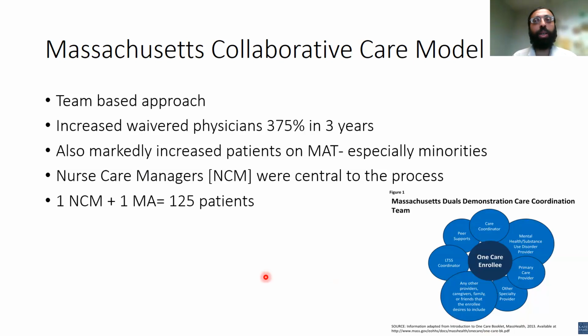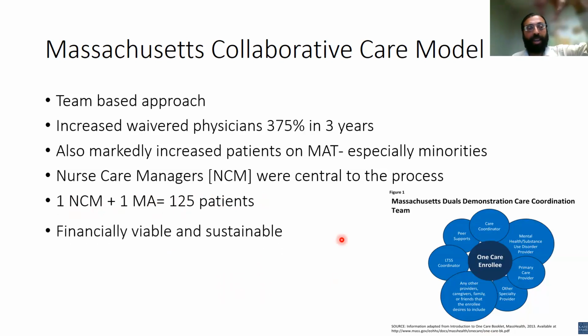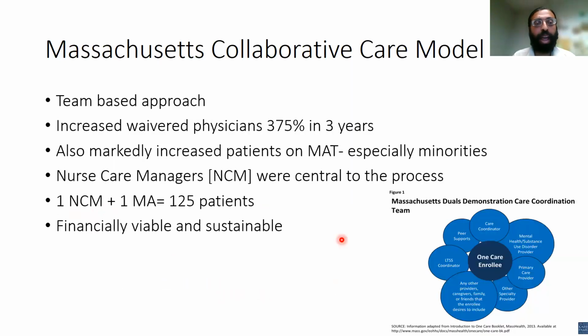And what they found was that financially within their model, and again, it differs from clinic to clinic, so I don't think this blindly applies to everyone, but within their model in Massachusetts, combining one nurse with one MA, they were able to successfully treat up to 125 patients with that group, because the physicians at that point were so limited. So how did they do it? They found it was viable and sustainable.